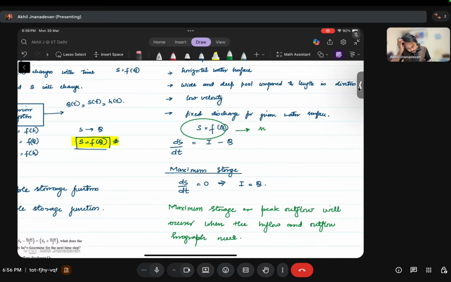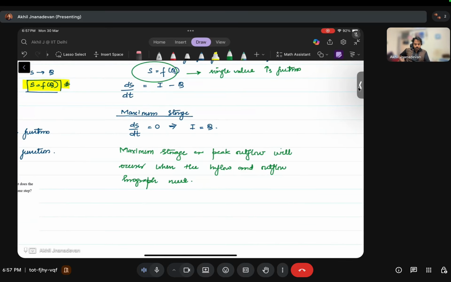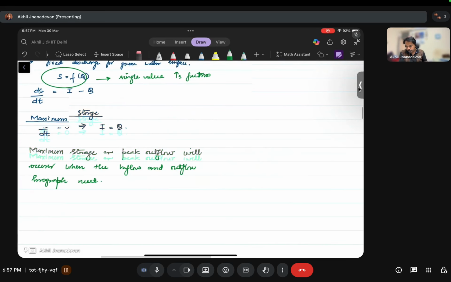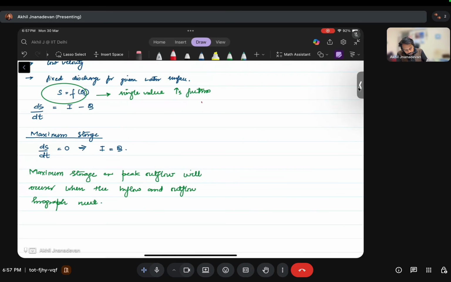single valued increasing function. That is, when the storage increases, outflow increases. For such a case, the maximum storage will occur when Q is maximum. That is, maximum storage or the peak outflow will occur when the inflow intersects the outflow, right? So if we draw the graph, this is the inflow hydrograph and this will be our outflow hydrograph.